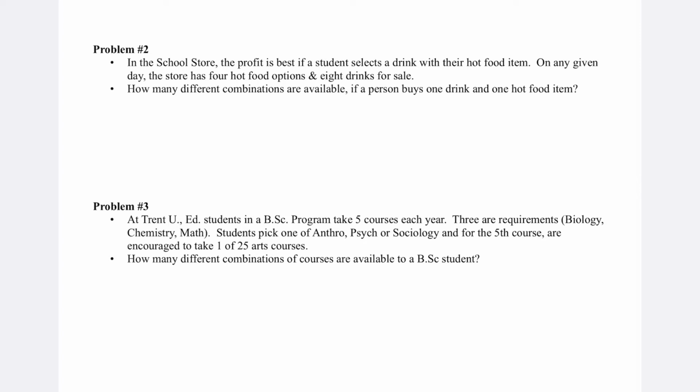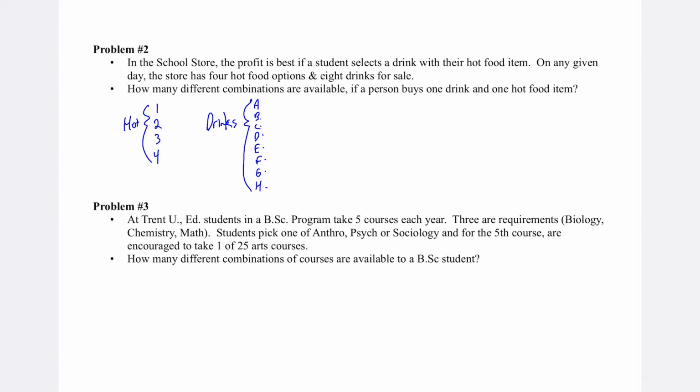So this one, I find it nice, and I'll do this question with you in full. So there's 4 hot food items. Let's call them 1, 2, 3, and 4. These are the hot food items. And then drinks, we'll call them A, B, C, D, E, F, G, and H, because that would represent 1, 2, 3, 4, 5, 6, 7, 8 different possible drinks.